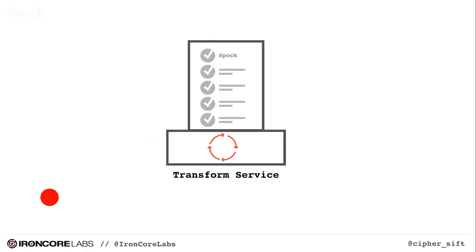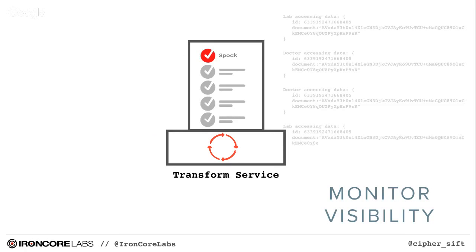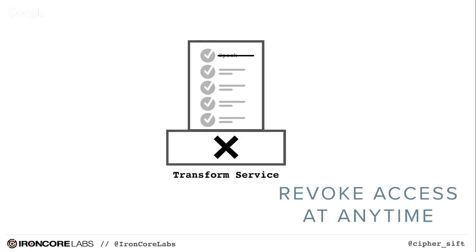So what this allows us to do is, since we have a single center point of phone-home functionality, it changes the name. We can see who's accessing the data, because every time data is being accessed, a log is generated from this transform service. So we can see who's accessing the data, how they're accessing it, and where, right? And then we have the ability to revoke access at any time.